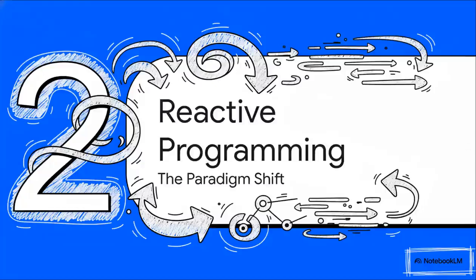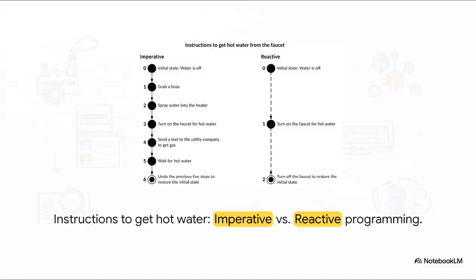Section 2. The reactive programming paradigm. The paradigm shift. Now, what's really interesting about this slide is the contrast between imperative and reactive programming. Doing things imperatively, like getting hot water, requires 6 heavy, sequential steps. You grab a hose, spray water, check the initial state. It relies entirely on the previous steps. But reactively, you just turn on the faucet.